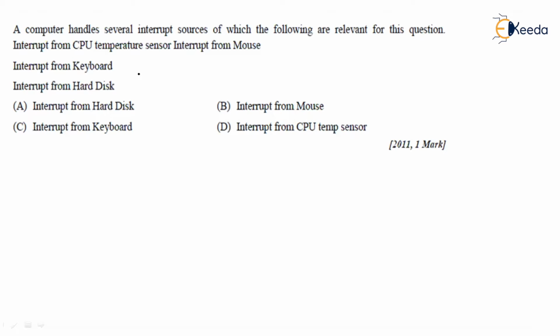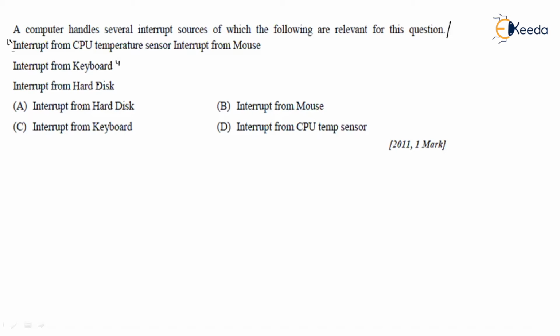No, the question is somewhat jumbled here. The question is, a computer handles several interrupt sources, of which the following are relevant for this question. Okay, so this is clubbed. Interrupt from hard disk, interrupt from the mouse, interrupt from the keyboard, interrupt from the CPU temperature sensor. Which will be given the highest priority among these? This is the actual question.